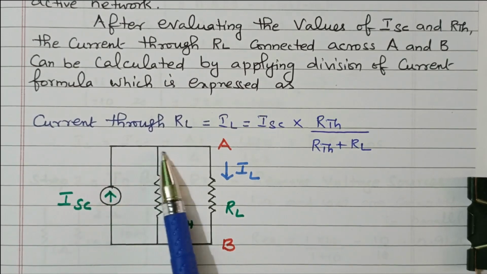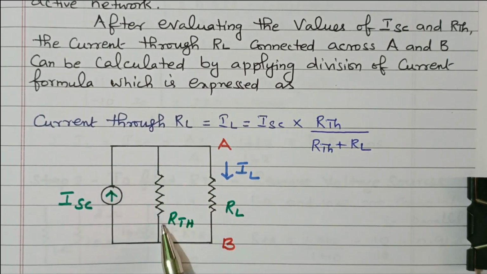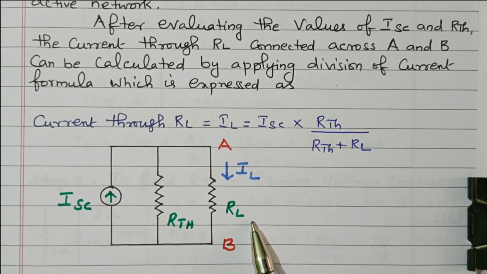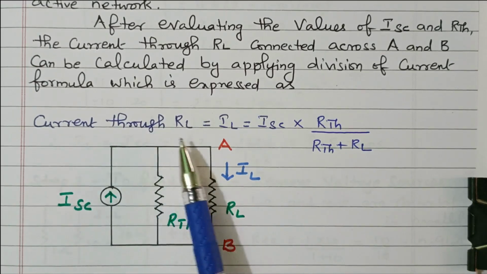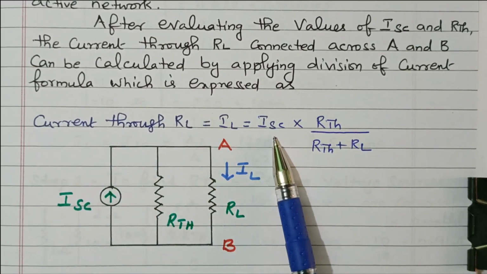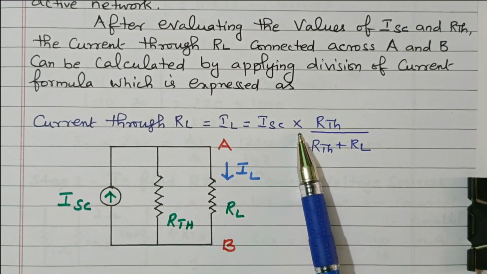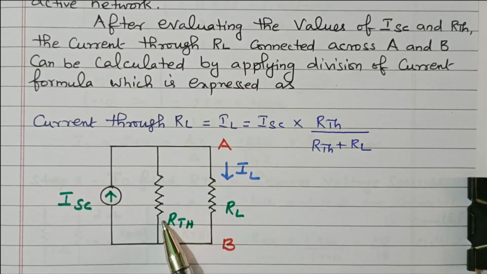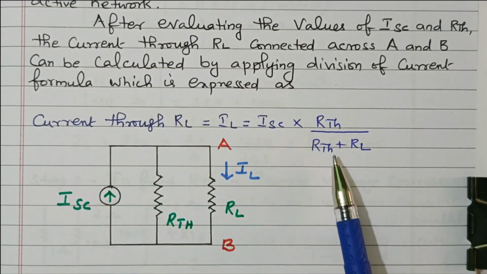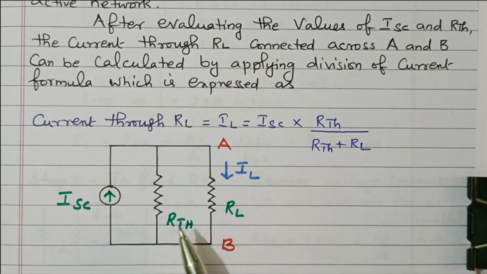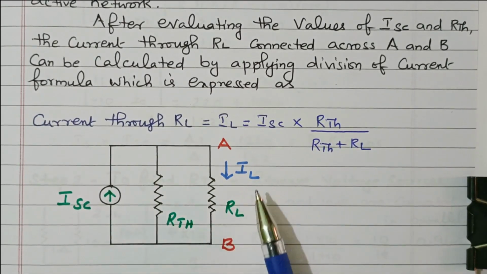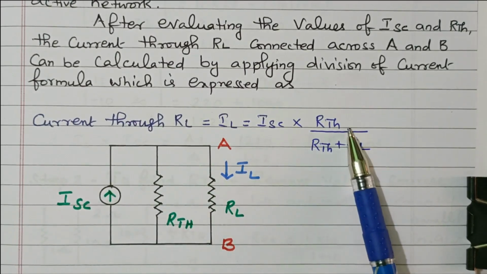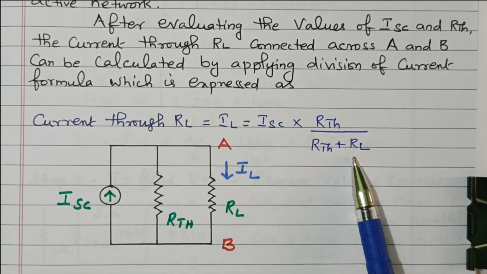The short circuit current is flowing. At this point, the current is divided. The current flows through the R Thevenin as well as RL. So by using the current divider rule, we can find the current through RL, that is IL equal to, what is the formula? Total current multiplied by the resistance of the other network divided by total resistance. What we need is current through RL, and the other network is RTH. So it is multiplied by RTH divided by RTH plus RL.